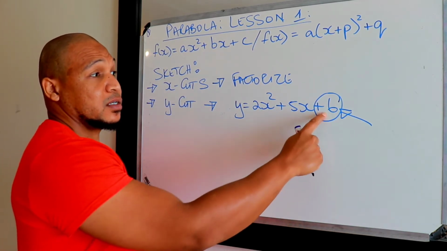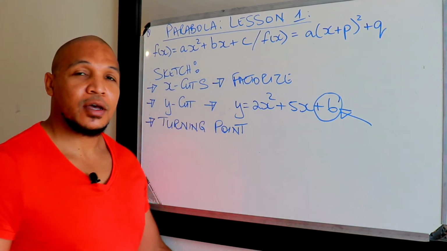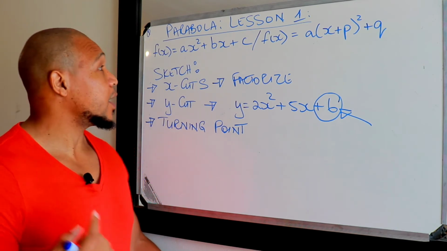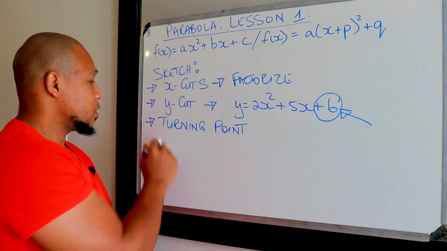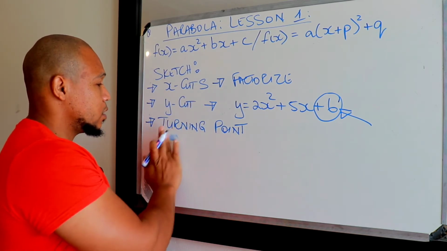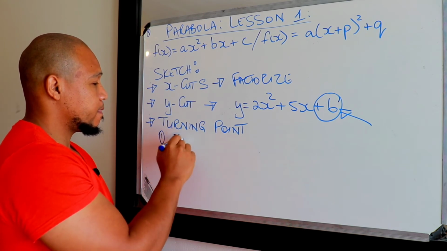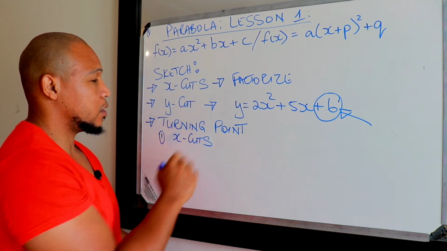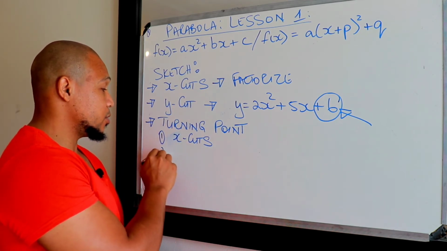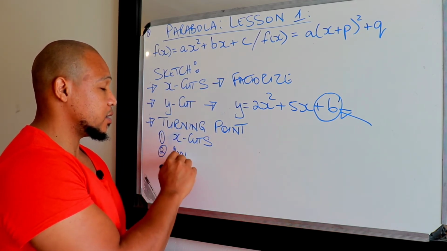In this case, it will be plus 6. Next, you would need to know how to determine your turning point. And when you have this formula, step number 1 would be to get your x-cuts. Next, you would use your x-cuts to determine your axis of symmetry.